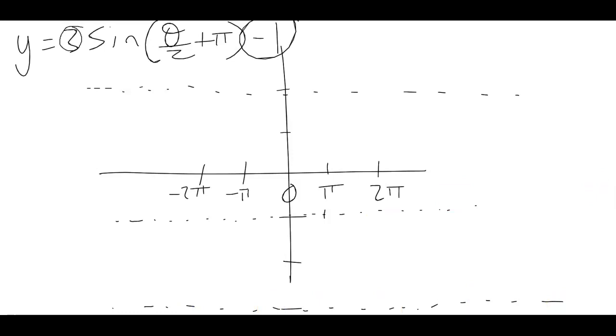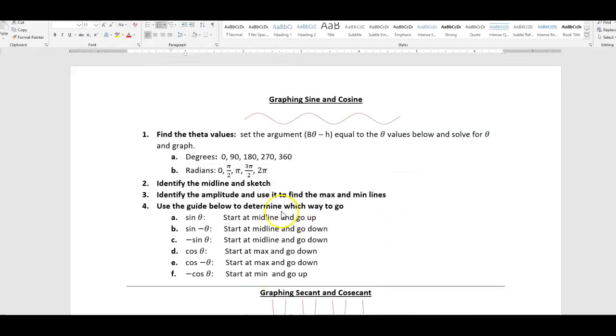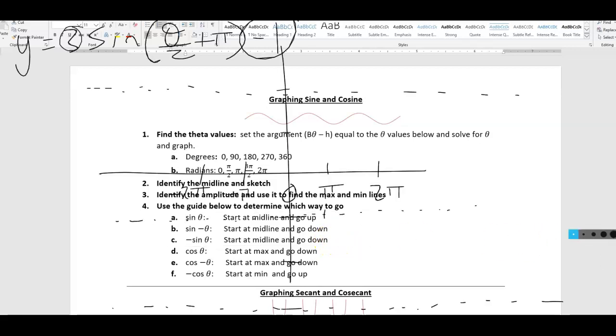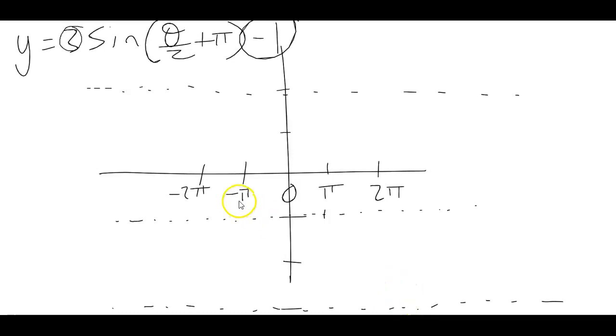Okay, next step. Use the guide below to determine which way to go. Now, since we're dealing with sine, I'm only going to be considering these 3 possibilities. If we have just a normal sine, we'll start at the midline and go up. But if we have a negative inside or outside, we'll be doing one of these 2 things. Well, in this particular problem, all we have is a normal sine. There's no negative inside the parentheses, and there's no negative outside the parentheses.